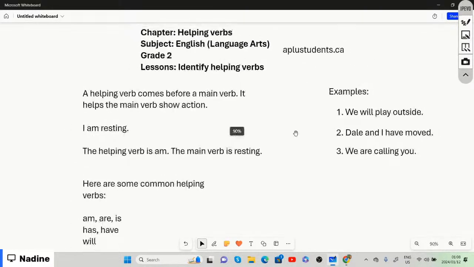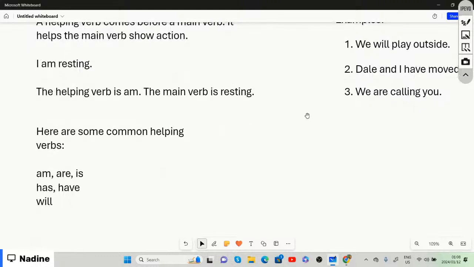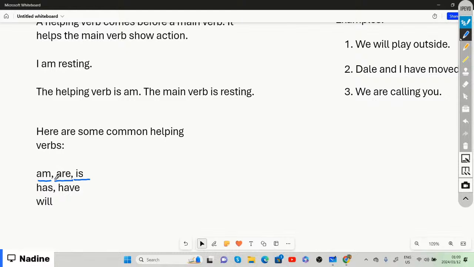And if we look at common helping verbs, right? Our common helping verbs are basically words that help the main verb to show action. Am, and we made an example of am already. Even are, is, has is a helping verb, have is a helping verb, and will is a helping verb.